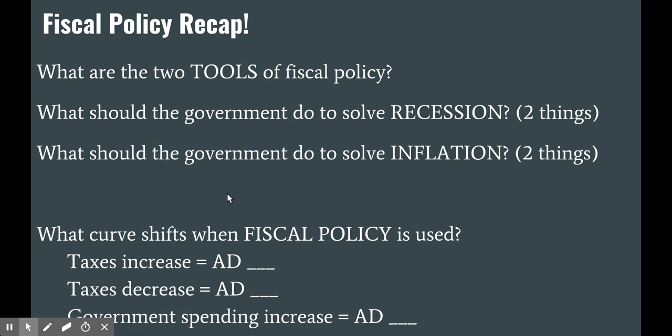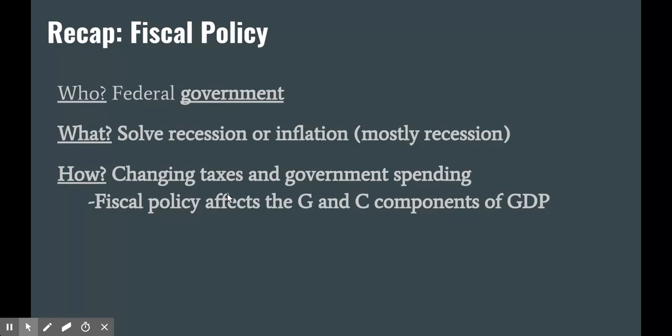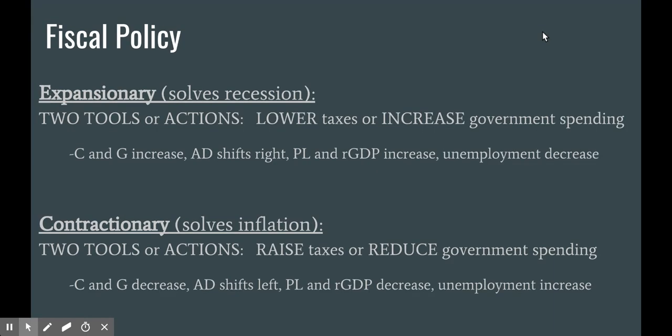Finally, down there at the bottom, if government spending increases, that leads to job growth, job creation, and more money circulating through the economy, which would shift AD to the right because G is one of the shifters of aggregate demand. Now, this is just a recap, and that's where this little video is going to pop up in the top right corner. This is just the who, what, and how of fiscal policy you can pause and take a look at here. This is also something I'm not going to read all the way through.